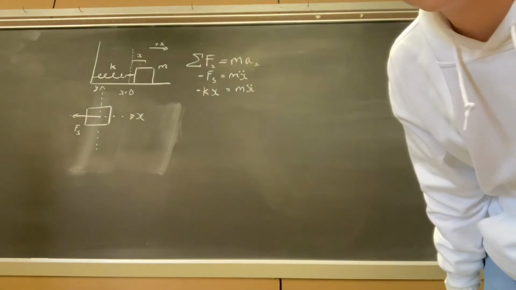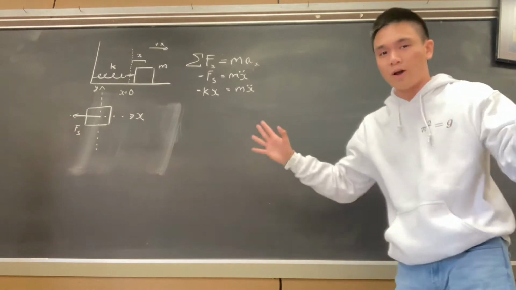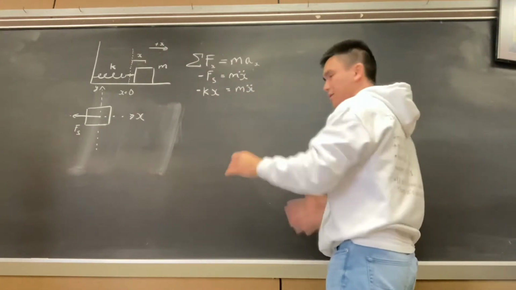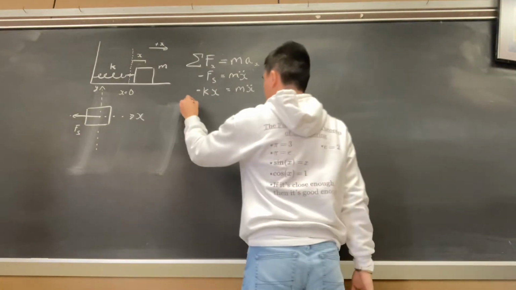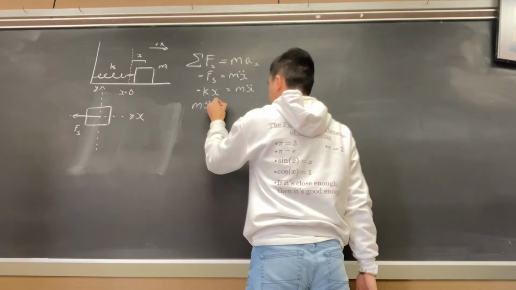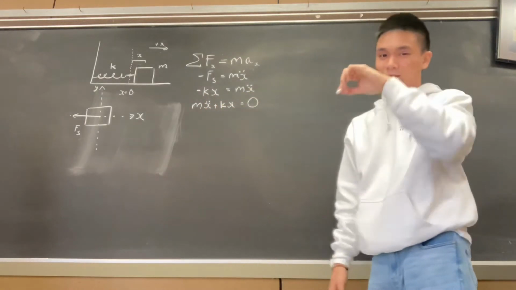Make sure I can see it. Okay, can I? Yeah, basically. Okay, cool. So what now? Well, what I'm gonna do is I'm gonna add this on both sides, flip it around so it looks a little bit cool. I guess it's a standard way of writing it. So we have m x double dot plus kx is equal to 0.